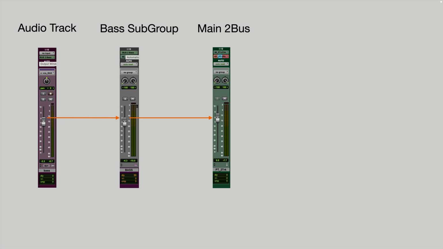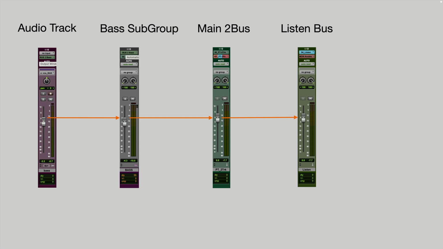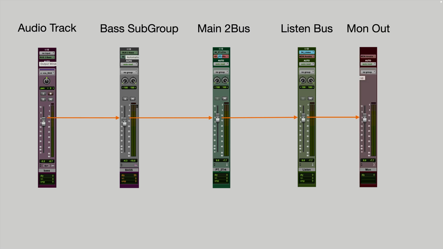And for that reason, I also created a listening bus where this gets routed first, and you will see in the whole series why I do that, why there's an advantage to have that listen bus before it goes out to the outputs of the interface. In my example, it's the POI interface. Okay, this is the visual routing for a track. Now let's go into Pro Tools where I can show you how the routing actually works.